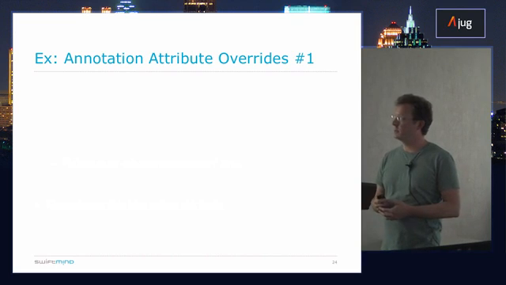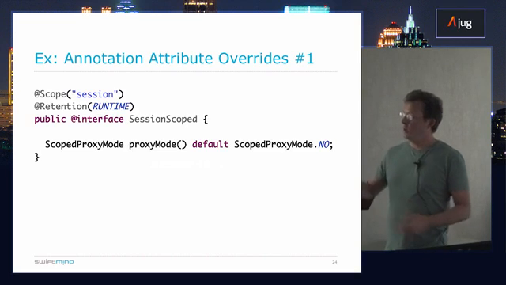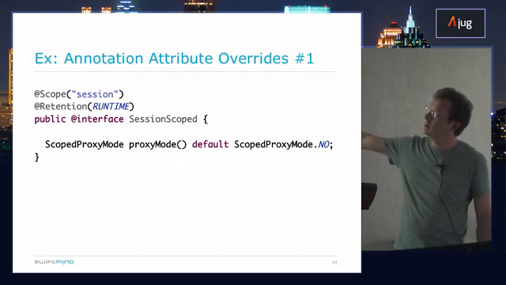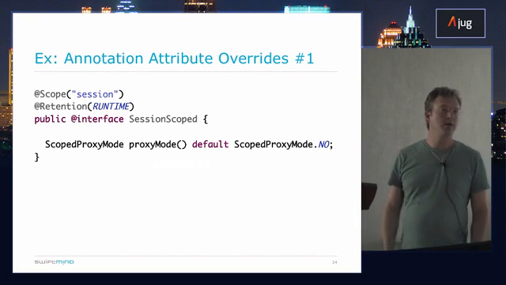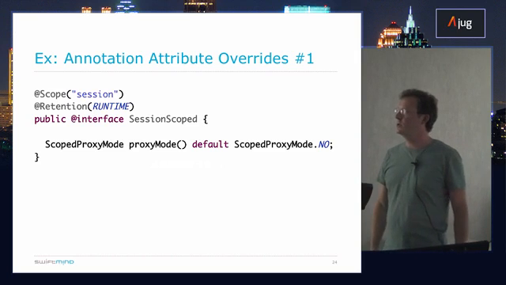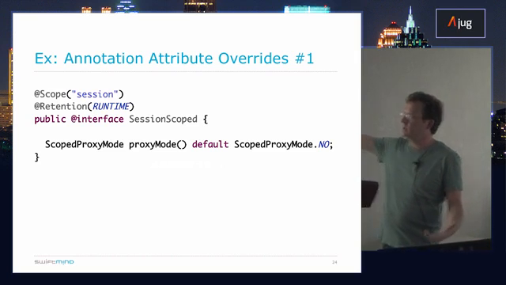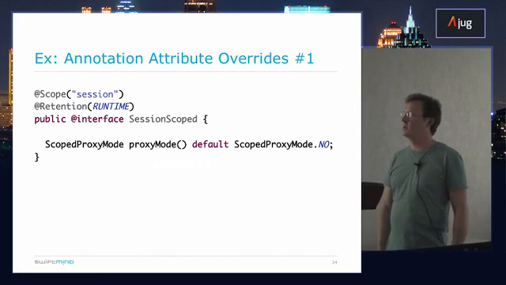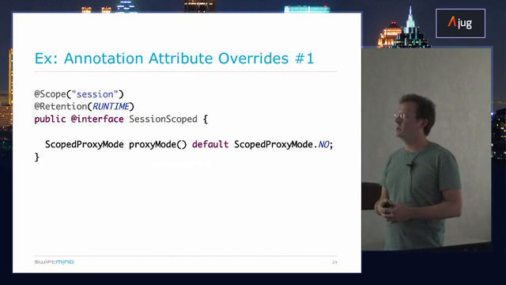So here we have an example. We have defined our own @SessionScoped annotation. We've annotated that with standard Java retention, saying this needs to be kept around at runtime. And we've annotated that with Spring's @Scope annotation, hard-coding the scope to session. So this actually makes sense. It's a session-scoped annotation. Anytime we use that, the bean annotated with it would be a session-scoped bean.